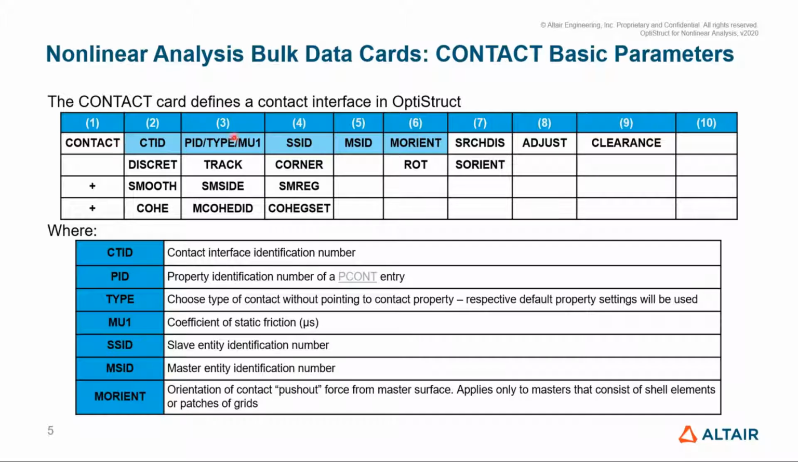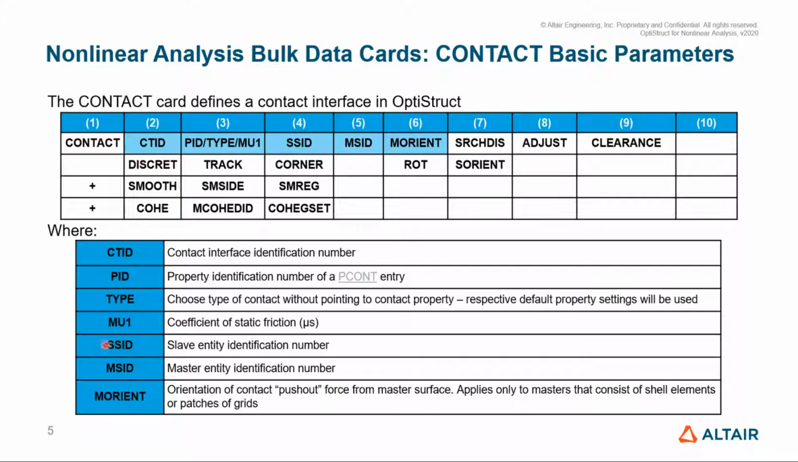We'll see later that contact can be defined 3 ways. You either define it directly by putting in your static friction coefficient, or you can also define it using type. So we'll learn what the types of contacts are. And the other way is to use a property for contact. We call it PCON. Okay, so there are 3 ways to define the settings for the contacts.